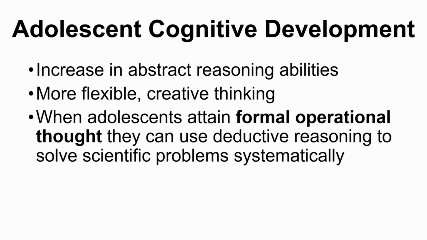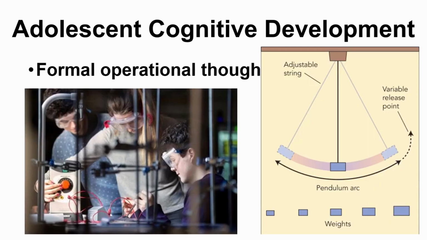So yeah, abstract reasoning is our critical point here. And we also have more flexible and more creative thinking because of that, where they can think of possibilities that they might not have encountered before. They can imagine scenarios that they might not have observed. And so once they hit that formal operational thought stage, they can start using deductive reasoning in order to solve their problems systematically. So try this. If it doesn't work, we can eliminate it. Try that. And if that doesn't work, we eliminate that and try something else. And so this is why we're seeing here that idea of being scientifically minded.